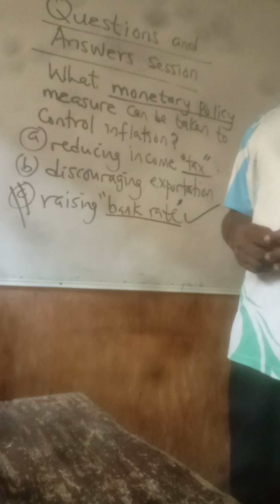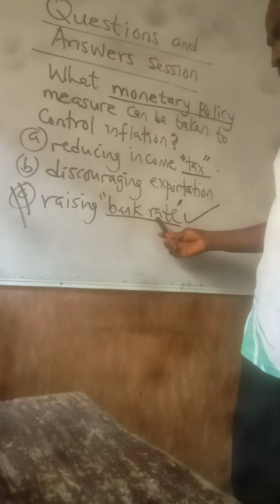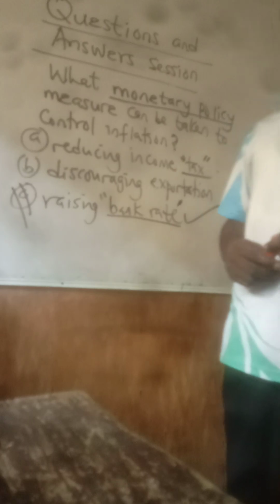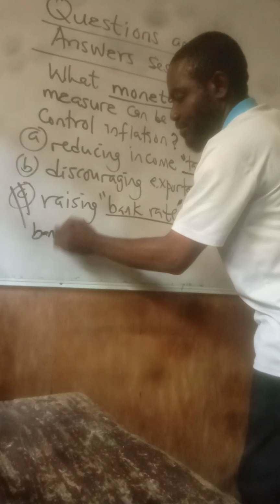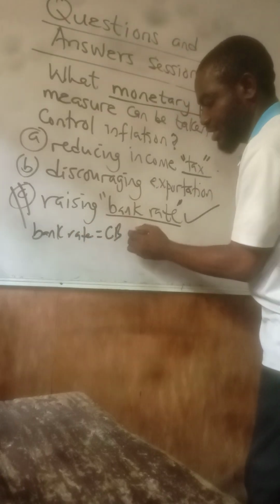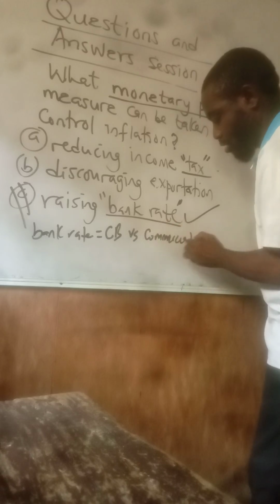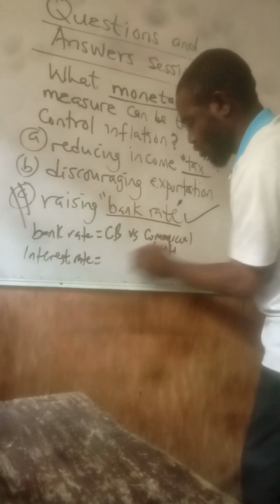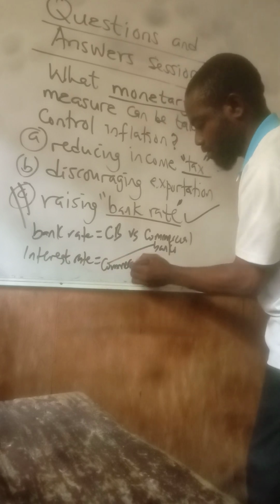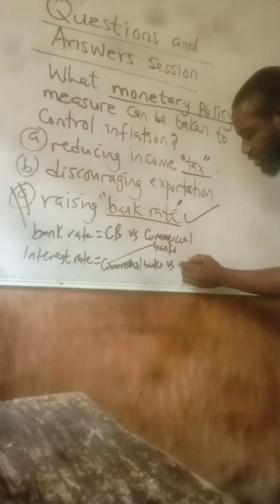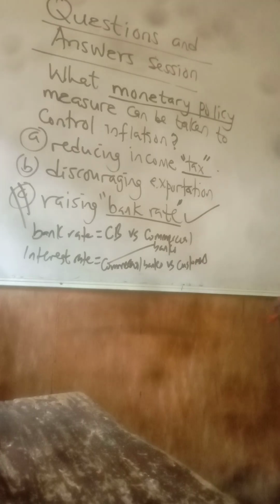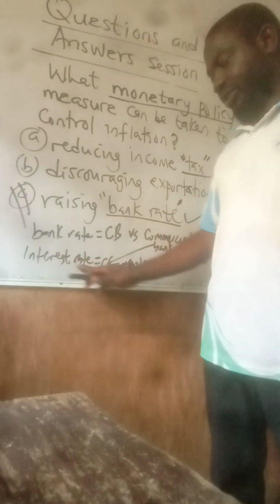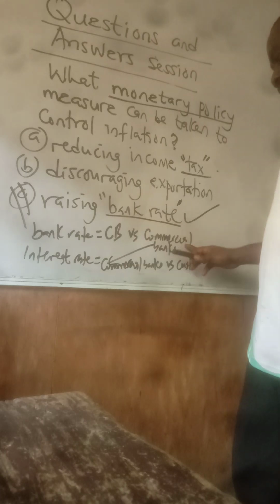So the rate at which commercial banks borrow money from the central bank is what we call bank rate, while the rate at which members of the public borrow money from commercial banks is what we call interest rate. So we have bank rate: central bank versus commercial banks. Then we have interest rate, which is what? Commercial banks versus the customers. Are you getting it now? The rate at which commercial banks lend money to their customers is what we call interest rate, while the rate at which the central bank lends money to the commercial banks is what we call bank rate.